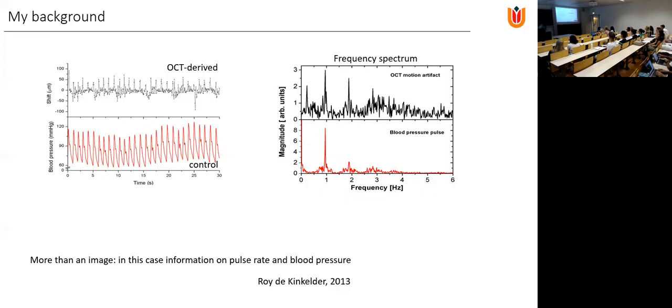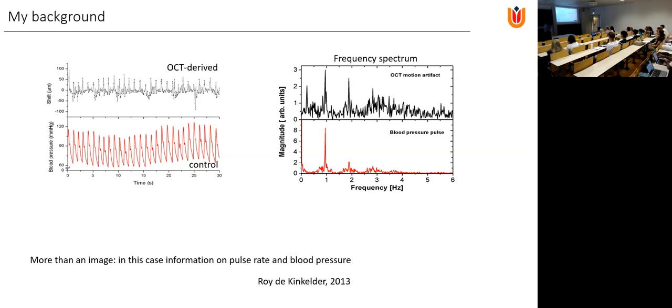So one of our PhD students, Roy, quite a long time ago, thought, okay, maybe we can use this information. Maybe we can extract the heartbeat from that. Well, the heartbeat itself is not so interesting, but he tried to correlate it to the blood pressure, which is a little bit more important. So from this OCT data, he derived this pulsating pattern that corresponds to the pulse that you saw in the image. And the red curve below there is a control measurement. So it's the blood pressure.